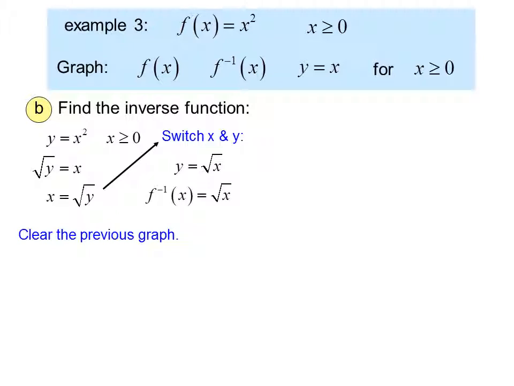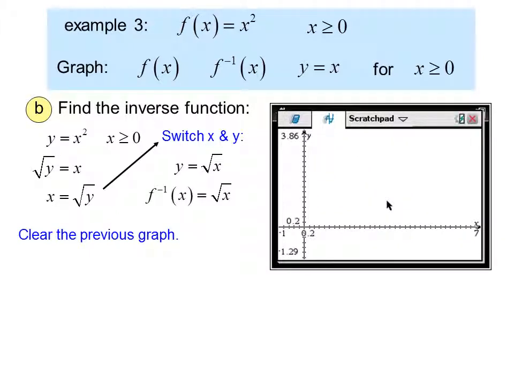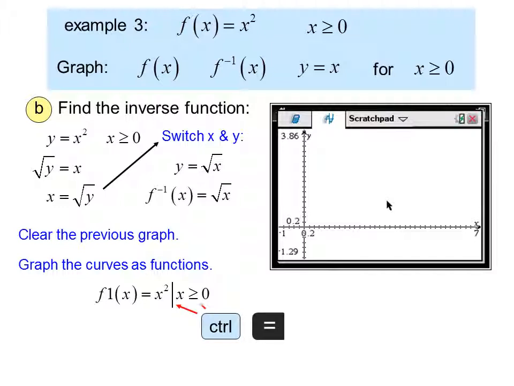We clear the previous graph, but we'll keep the same viewing window. And we'll graph the curves as functions. So f1 of x equals x squared, such that x is greater than or equal to 0.